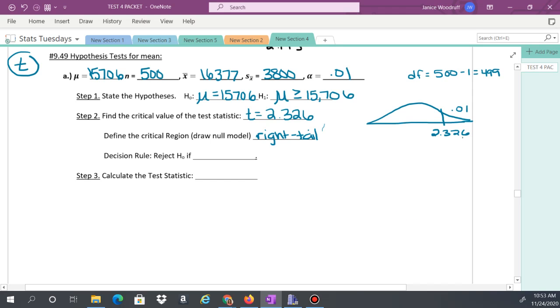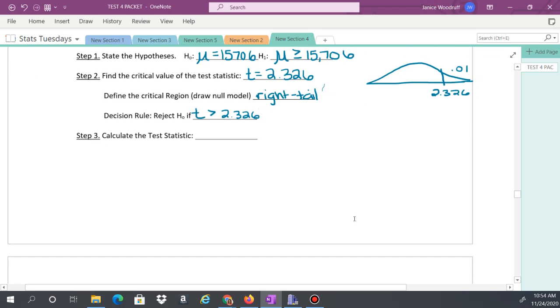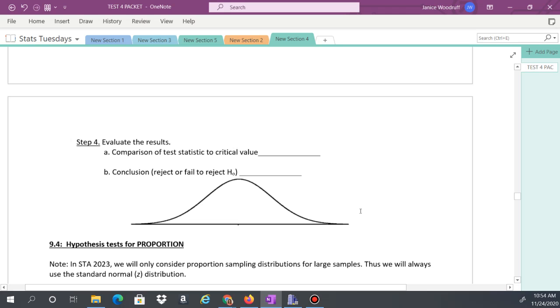All right, so we will reject, since it's a right-tailed test, if we get a t-value, when we do this, that is greater than 2.326, because that will be our rejection region. Okay, so I'm going to go ahead and draw it on the next page for us, so we have it there. So we've got a t of 2.326. This has an area under the curve of 0.01.